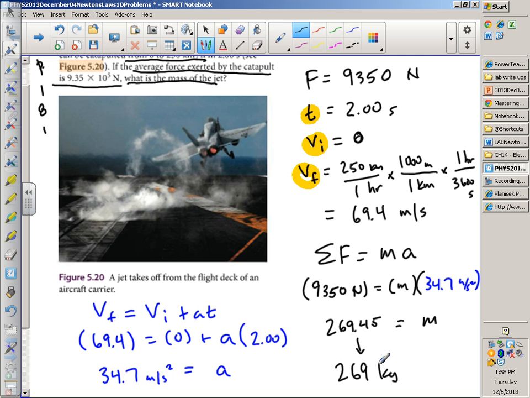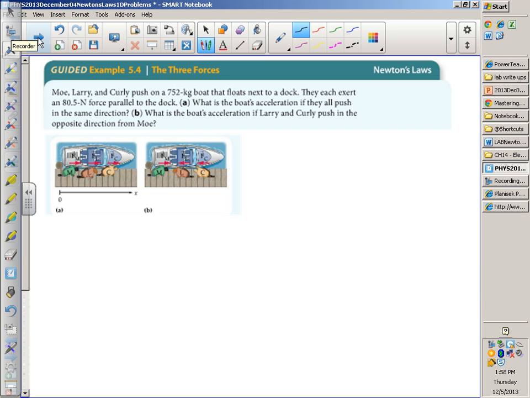Okay. All right. Next, go to that one example problem that's down at the bottom about 3 guys pushing a boat named Mo, Larry, and Curly. I'm sure that's just random names they picked. All right, so it says, Mo, Larry, and Curly push on a 752 kilogram boat that floats next to a dock. They each exert an 80.5 Newton force parallel to the dock. So part A says, what is the boat's acceleration if they all push in the same direction?